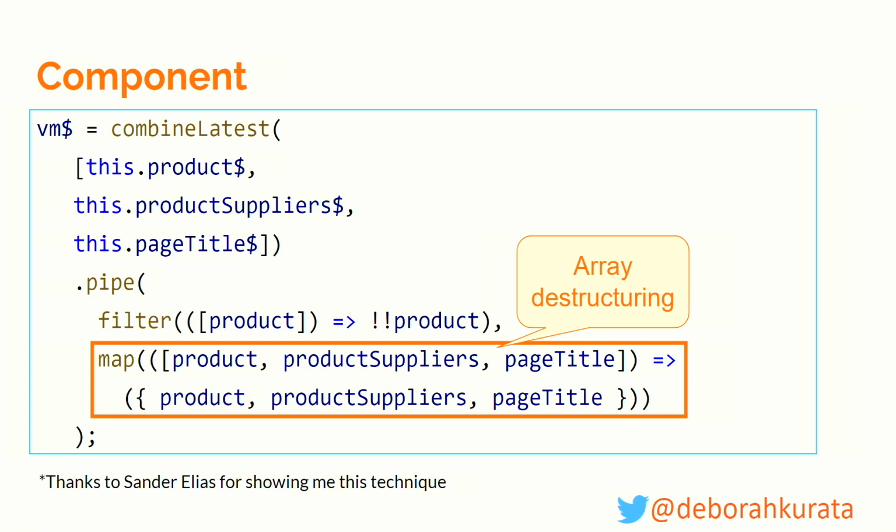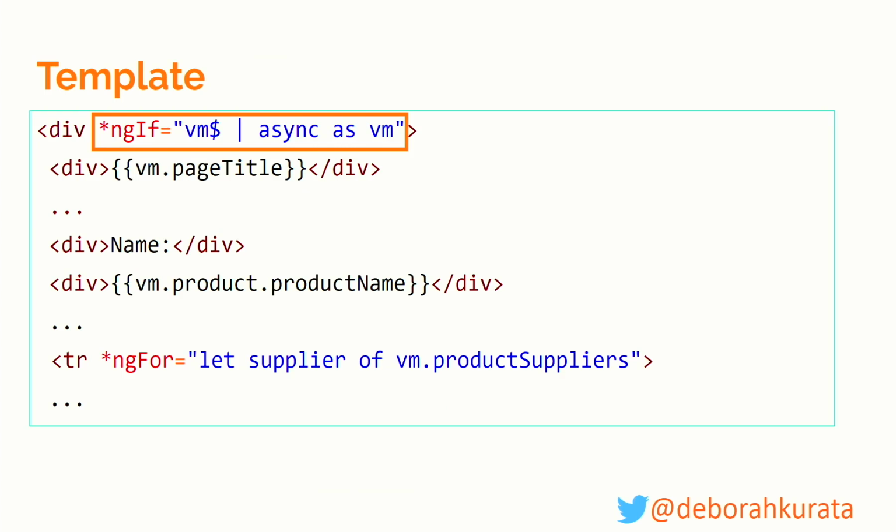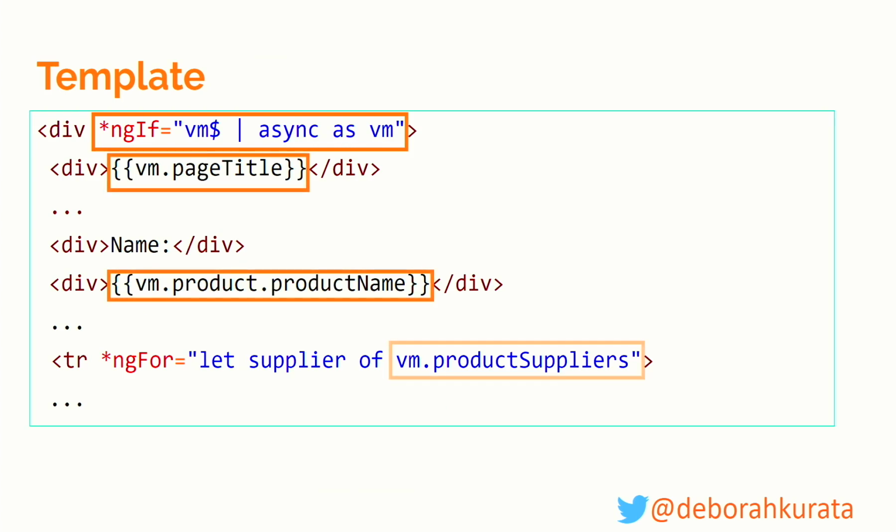Now, why am I doing that? Because it's a whole lot easier to work with objects in our template than array elements, again, with bracket 0, bracket 1, what do those mean? So here I'm creating an object from my array. Then in my template, I have one async pipe, piping to this VM, async as VM, and then I'm just accessing these properties: vm.pageTitle, vm.product, vm.productSuppliers. That VM is kind of a kickback to the old Angular 1, right? Remember that? So it's sort of lovingly remembering.